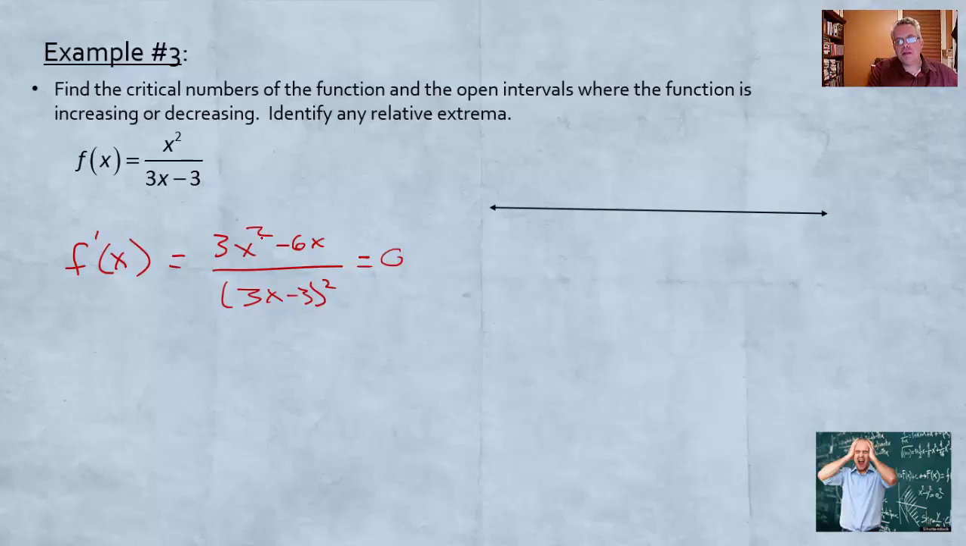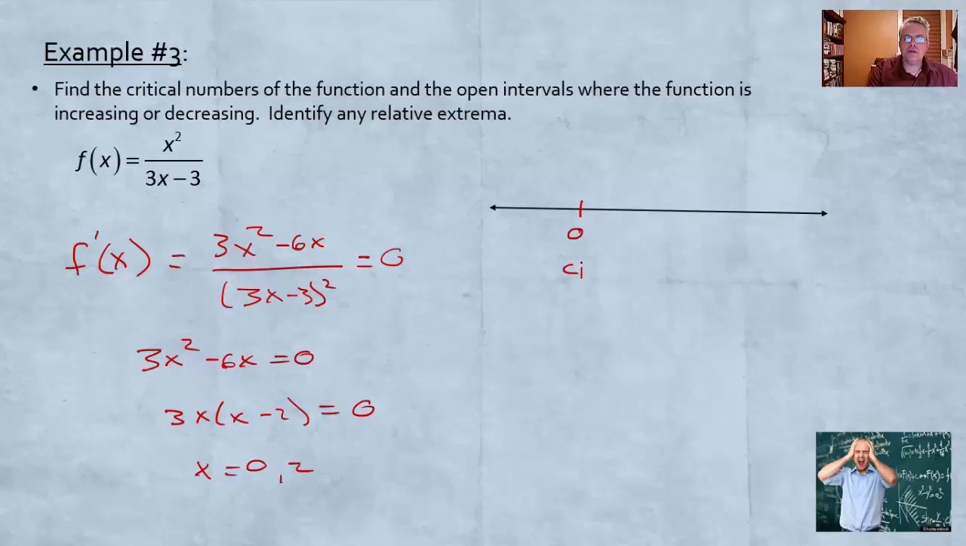Okay, and we want to set this equal to 0. So we have a fraction, we want it equal to 0. All we have to do is set the numerator equal to 0. And if I factor out a 3x, we get 3x times x minus 2 is 0. And we get x equals 0 or 2. So those are critical points.